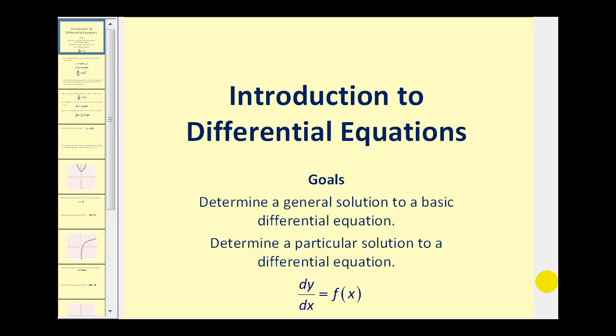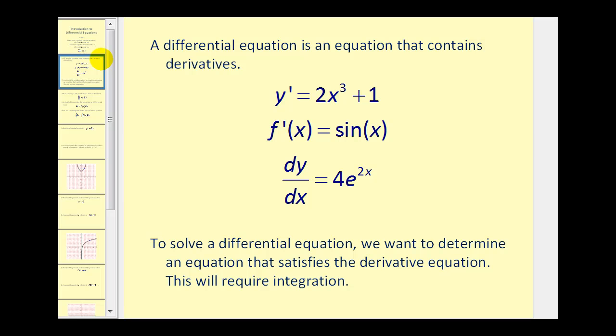Welcome to an introduction to differential equations. The goals of this video are to determine a general and a particular solution to a differential equation in the form of dy dx equals f of x. A differential equation is an equation that contains derivatives, and here are three examples.